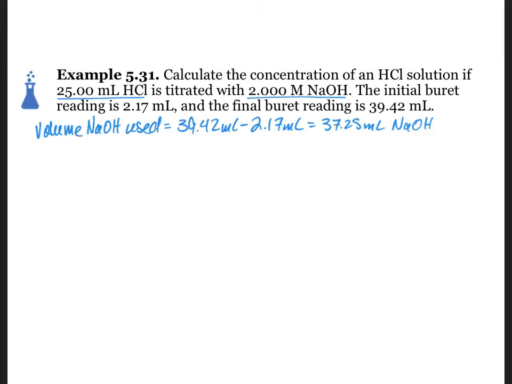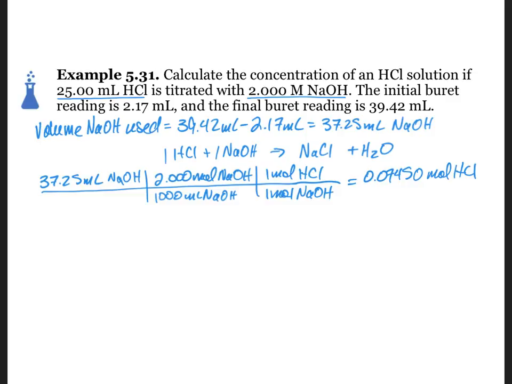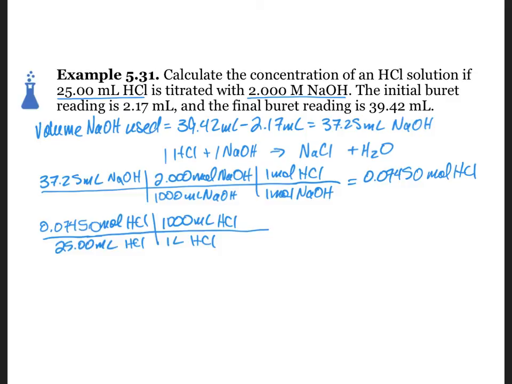Writing a balanced chemical equation, we see that sodium hydroxide and hydrochloric acid react in a 1-to-1 ratio, so we can use the volume of sodium hydroxide to calculate the moles of hydrochloric acid, then divide by that volume expressed in liters.